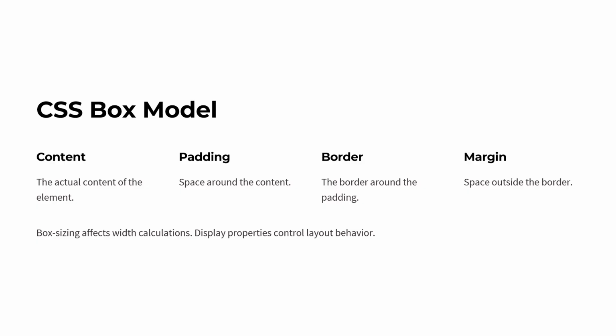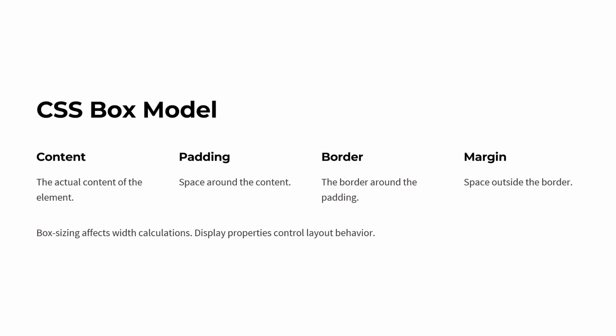Padding is the space between the content and the border. It provides internal spacing, ensuring that text or other content does not touch the edges of an element. Padding can be adjusted to create a more visually appealing layout. The border surrounds the padding and defines the outer edge of an element. It can be customized with different widths, styles, and colors, making it an essential part of design and structure.